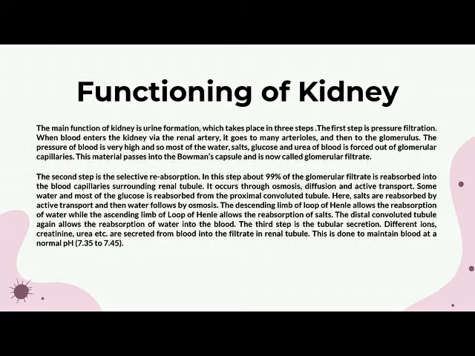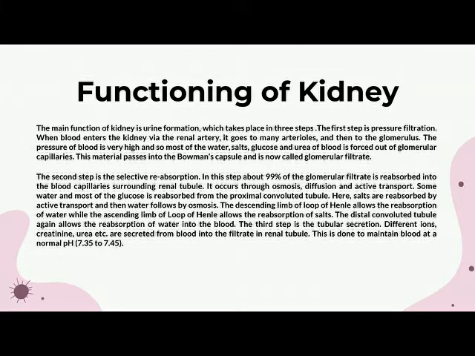Basically every organ in our body performs its specific function, like the heart pumps the blood throughout the body, the brain controls all activity of the body, and the same is the case with kidney. It basically filters the blood and maintains its composition. By filtering the blood, kidney forms urine and it takes place in 3 steps. The first step is pressure filtration, second step is selective reabsorption and third step is tubular secretion.